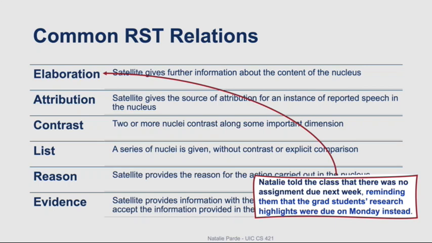To start with, in an elaboration, the satellite provides further information regarding the nucleus's content. For example, in the sentence, "Natalie told the class that there was no assignment due next week, reminding them that the grad students' research highlights were due on Monday instead," the nucleus, "Natalie told the class that there was no assignment due next week," could stand on its own if needed. However, the remainder of the sentence provides further information elaborating why there was, in this case, no assignment due.